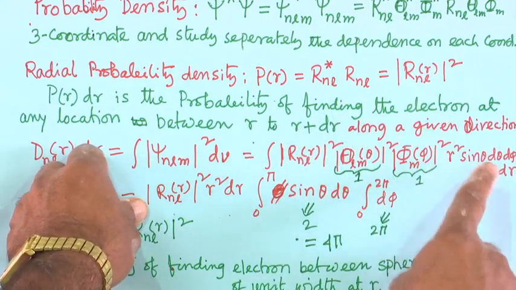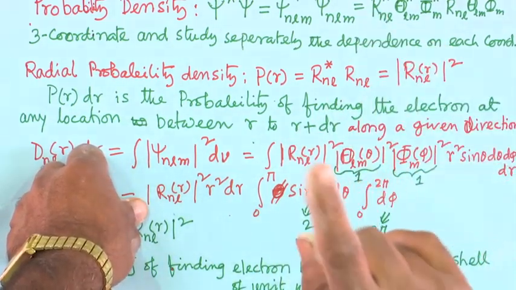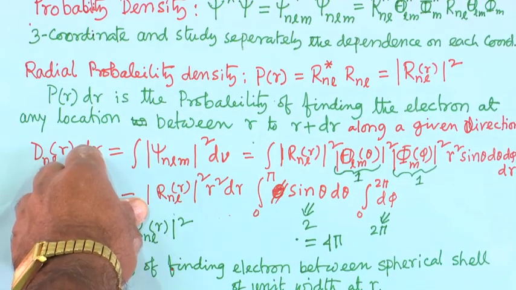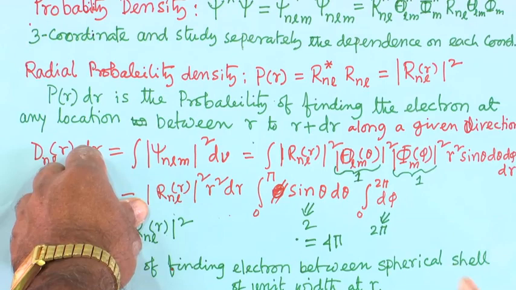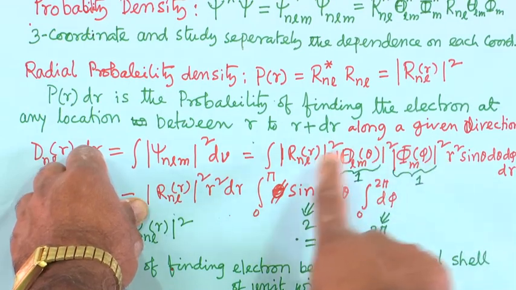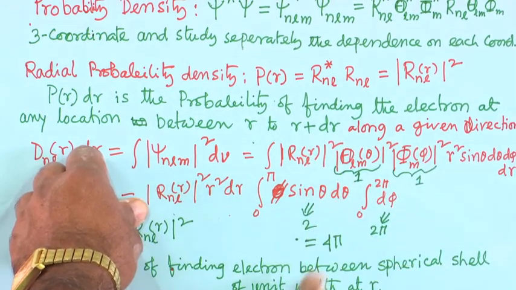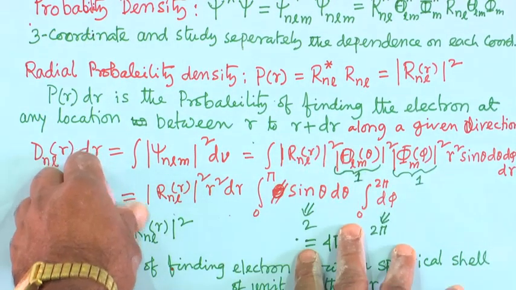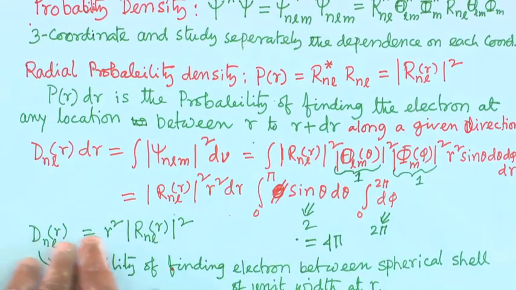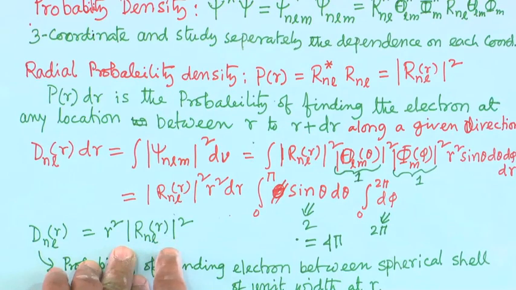You remember for phi, it was 1 by square root of 2 pi, so phi_m squared gives 1 by 4 pi, and this 4 pi will go. That is why we have D_nl equals R_nl squared r squared.